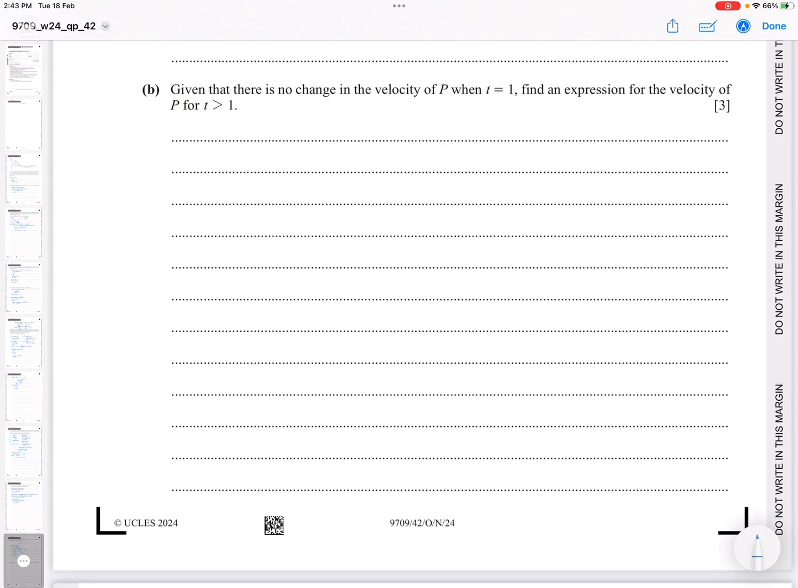In part B, given that there is no change in the velocity of p when t is equal to 1, find an expression for the velocity of p for t is greater than 1. So for t greater than 1, the expression is given, a is equal to 1.5 t power 1 over 2 minus 3 t power minus 1 over 2. So to get velocity again, we have to integrate this. 1.5 t power 1 by 2 minus 3 t power minus 1 by 2 dt.